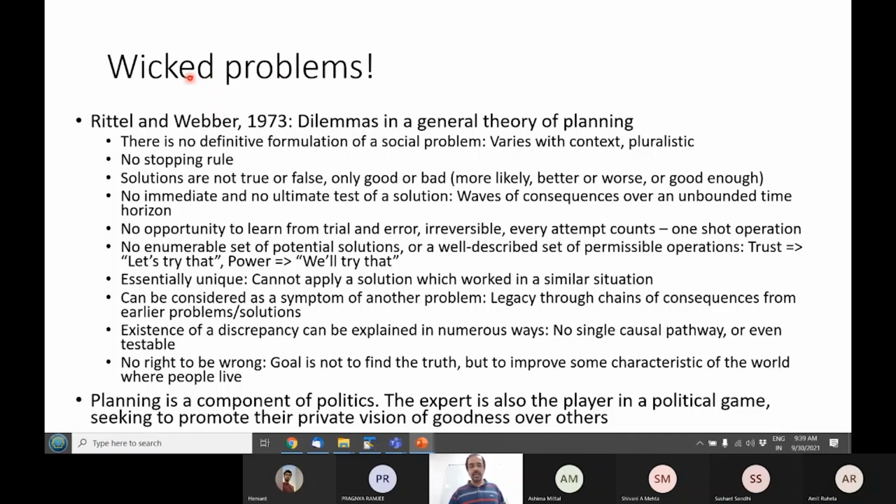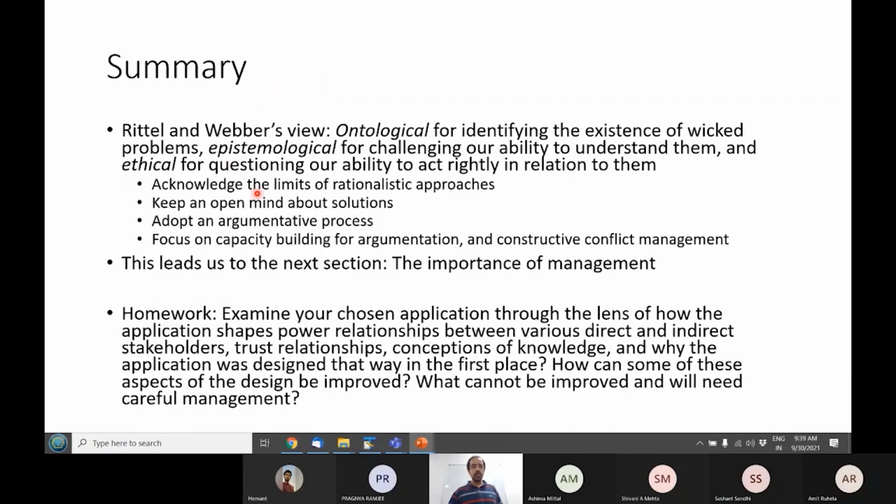And this is why they call these social problems as wicked problems. So that's the argument, that because of this, you need to, right, acknowledge the limits of rationalist approaches, keep an open mind about solutions, adopt an argumentative process, and focus on capacity building for argumentation and constructive conflict management, right? So this is exactly what we'll now start looking at in the next part. That even though you might think that you've designed everything very nicely, but it will still require ongoing management as you go on.